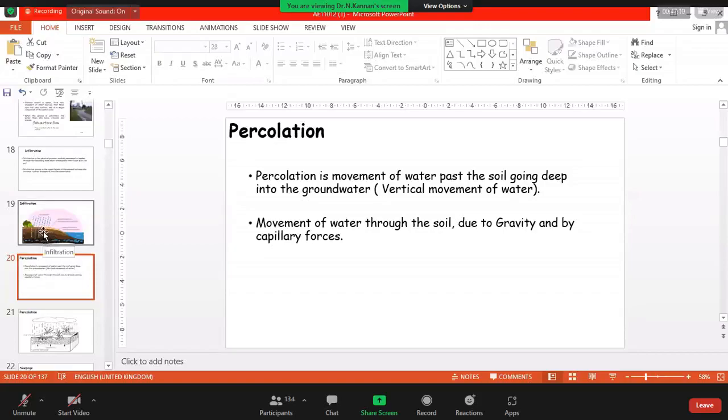This is the percolation process, okay? It's the movement of water past the soil going deep into the groundwater. What is groundwater? We can study that later. It is the water available in the ground, right? Most of the people are using this. Here in the Jaffna Peninsula, we are dependent on groundwater resources. We are talking about groundwater pollution, kidney diseases, blue babies. There are different health consequences because most of the farmers apply various chemicals, including pesticides and fertilizers, just to improve the crop yield. Their application rate is very high. Because of that, they are polluting the water. People are consuming polluted water.